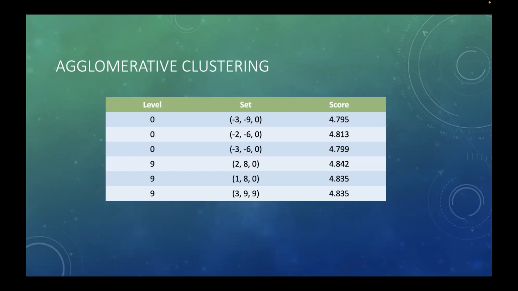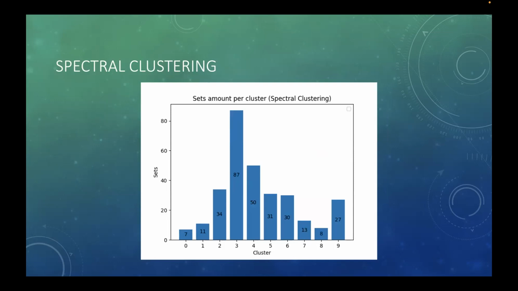The third clustering algorithm is spectral. It uses a spectrum of similarity matrix of the data to perform the reduction in dimensions. Then clustering is made in fewer dimensions. The results of this method are shown on the slide, and the figure shows that medium levels of difficulty have most of tasks generated.